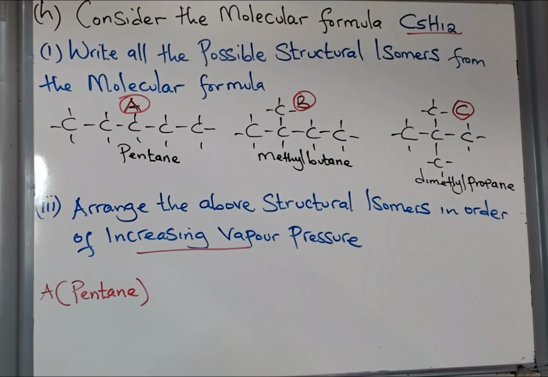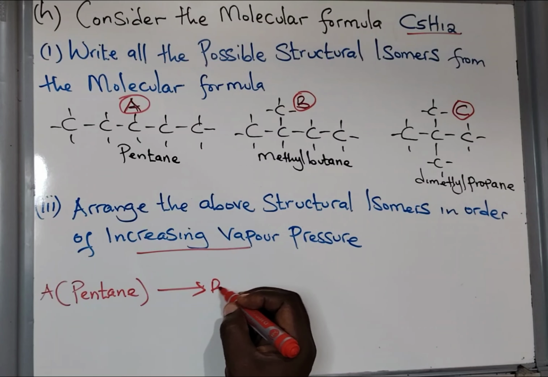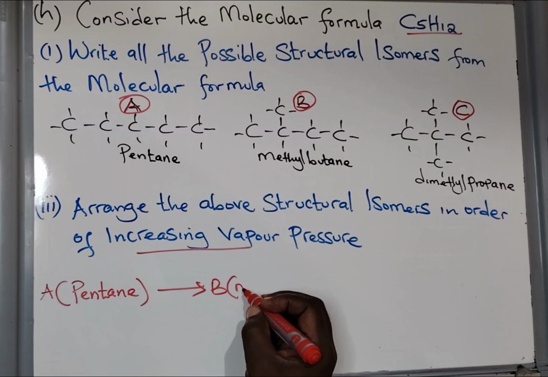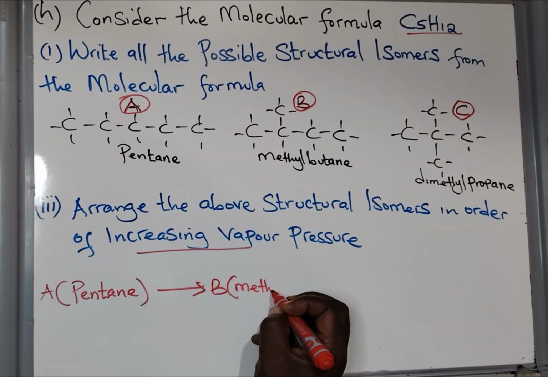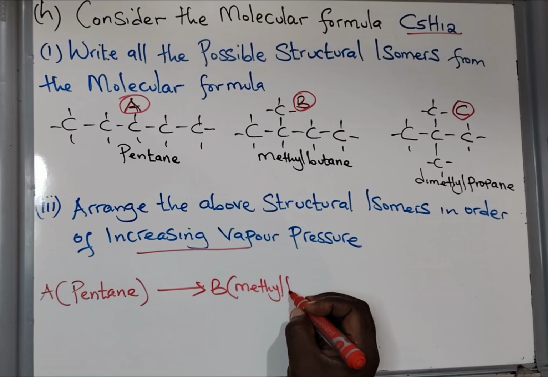I think we know the reason. The reason is that A is a straight chain, it's not branched, so it has a bigger surface area, which makes it have a bigger number of intermolecular forces. So A is followed by B. And what is B? Methylbutane.